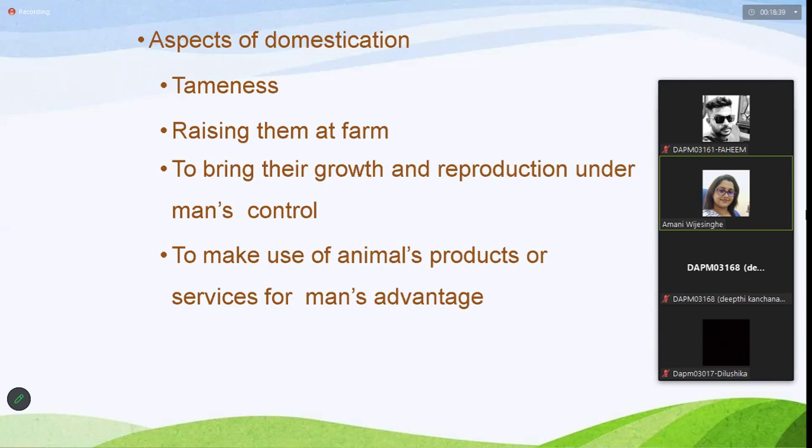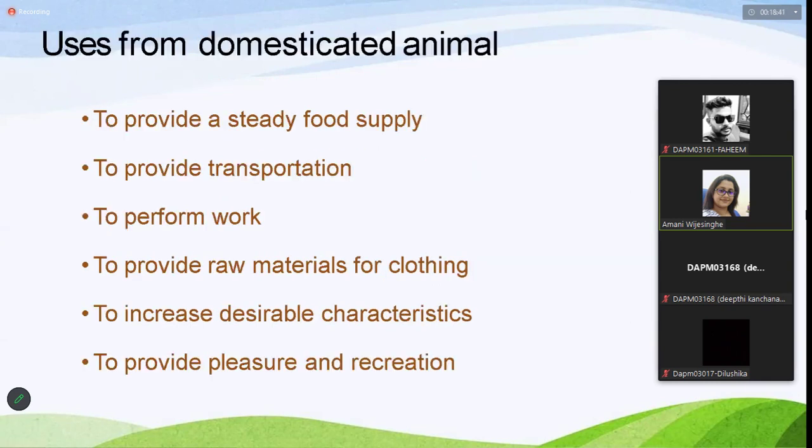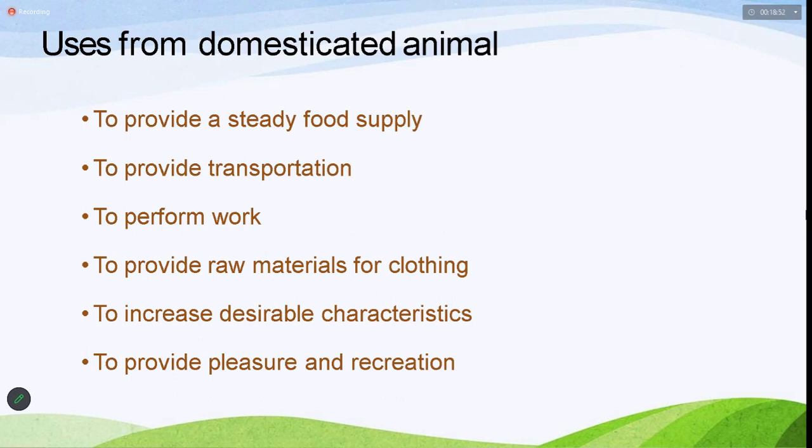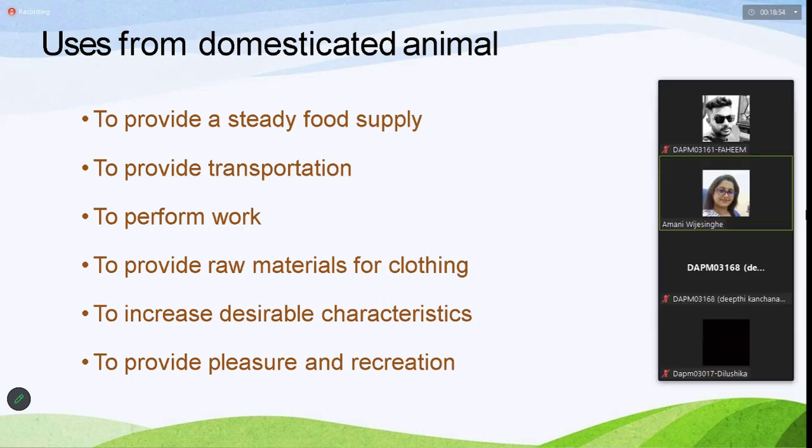So, uses: to provide a steady food supply. We don't need to wander in the forest to find animals. We have a stock of animals. Then we can manage for bad weather conditions, and to provide transportation.